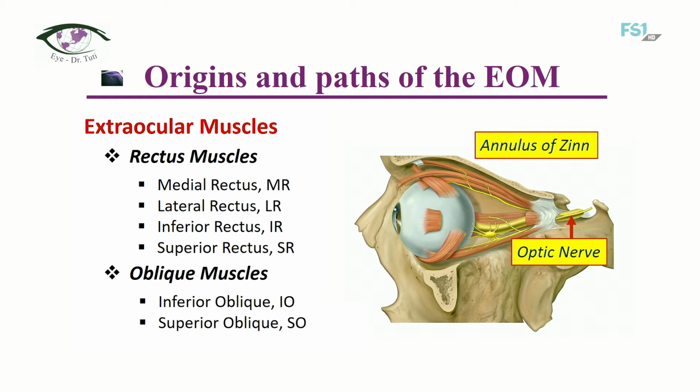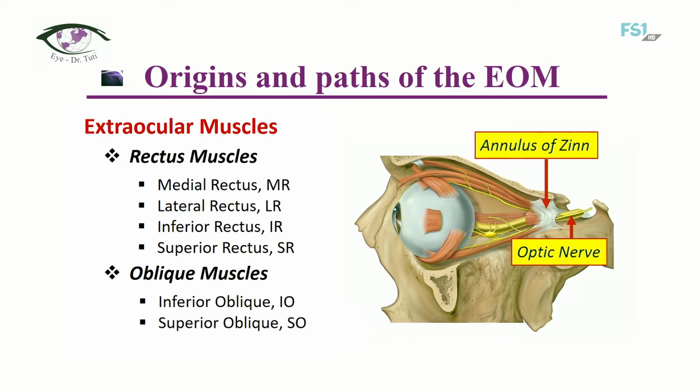The rectus extraocular muscles originate in the orbital apex from a common fibrous ring surrounding the optic nerve called the annulus of Zinn. The superior oblique muscle originates from the periorbita of the superior nasal orbital wall. About each muscle I will talk later, not in this presentation, but in the next part, where I will describe the surgical anatomy of extraocular muscles.